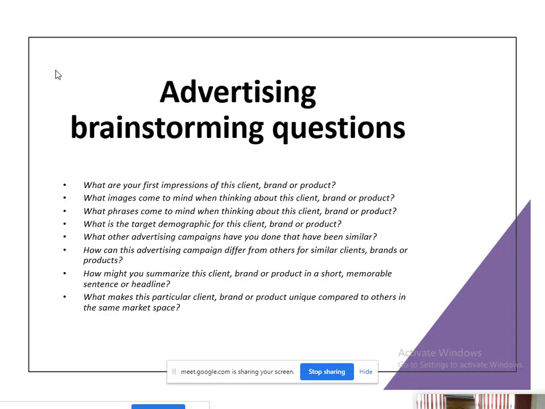How can this advertising campaign differ from others for similar clients, brands, or products? So if we are launching a similar product, we should look at that competitor's previous advertisements so that we can make a difference in our advertisement to attract our clients. If we make a similar type of advertisement, then it will not attract the clients.